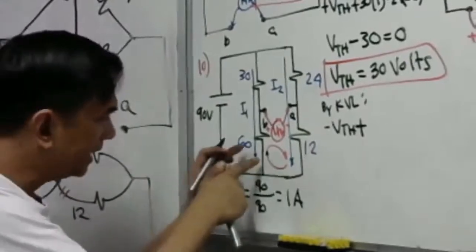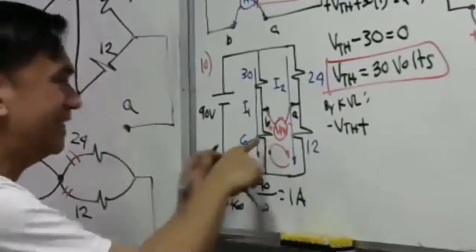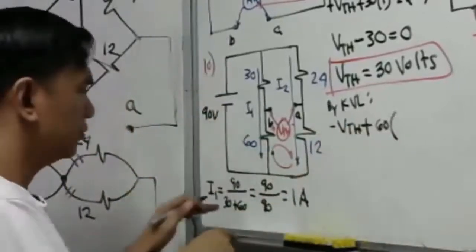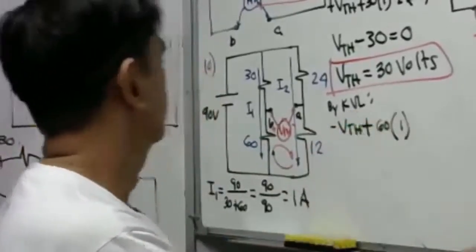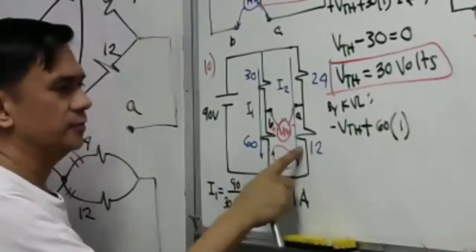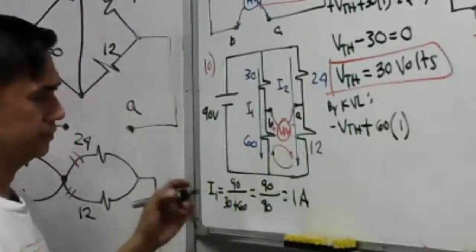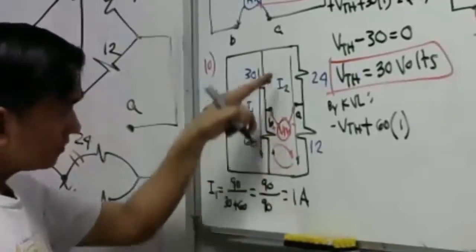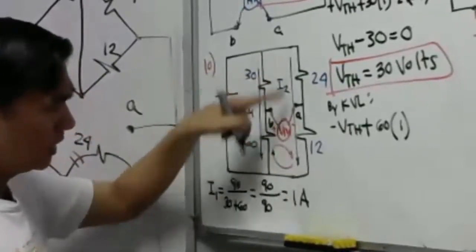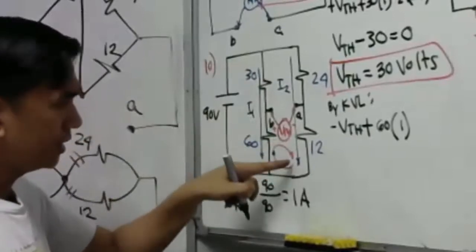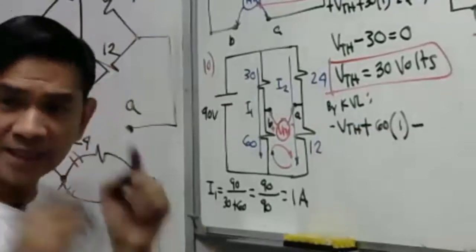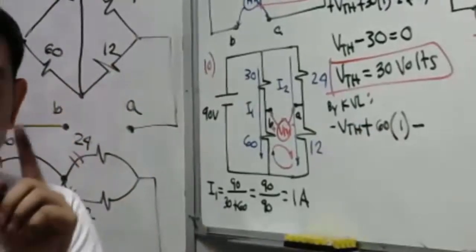What's the value here again? 60 times I1, which is 1 ampere. What about here, guys? Take a look here. This is current I sub 2 that is going downward, and the circuit tracing is also downward. Downward, one direction, one line. Meaning that is minus.